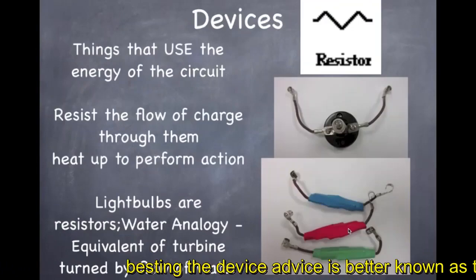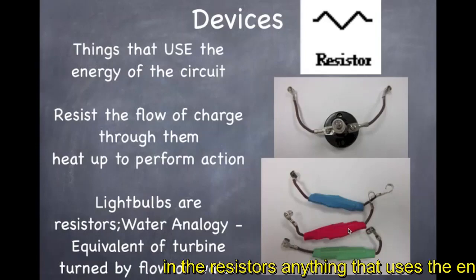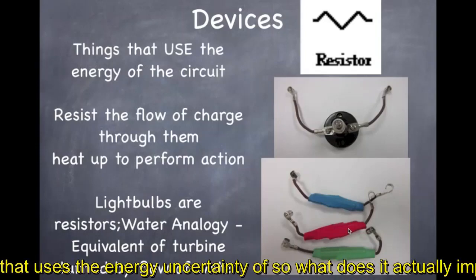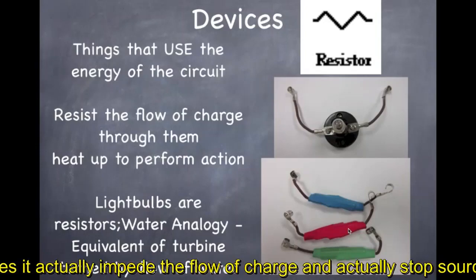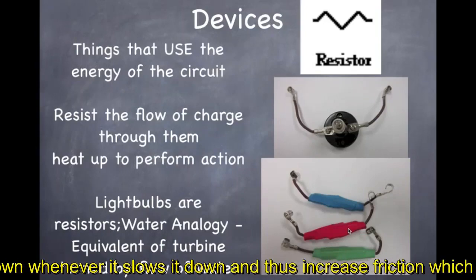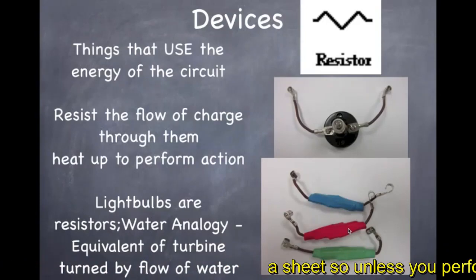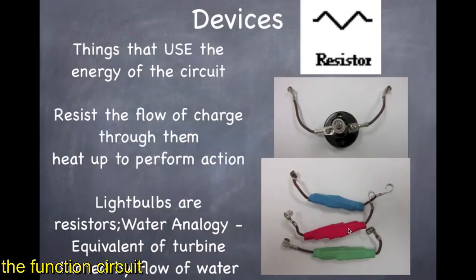Next, we have the device. The device is better known as the resistor, and the resistor is anything that uses the energy of the circuit. What it does is it impedes the flow of charge. It doesn't really stop it, it slows it down. Whenever it slows it down, it creates friction, which generally heats up and allows you to perform the function of the circuit.